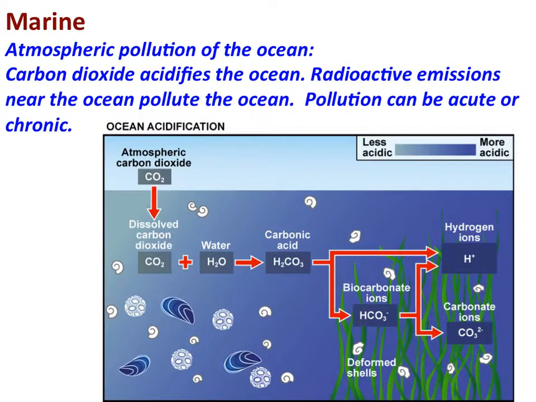Atmospheric pollution of the ocean includes carbon dioxide, which acidifies the ocean. Carbon dioxide, as it accumulates in the atmosphere, dissolves in water, forming carbonic acid that releases hydrogen ions. Notice the shift in color. Dark blue means more acidic. Carbon dioxide dissolving into the water acidifies the ocean.